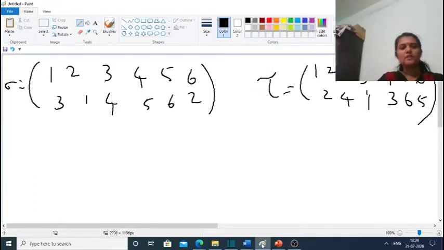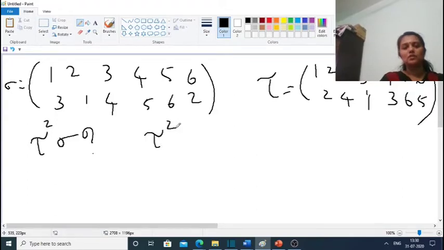Next problem: given that sigma is equal to 1 2 3 4 5 6 over 3 1 4 5 6 2, and tau is equal to 1 2 3 4 5 6 over 2 4 1 3 6 5. First compute tau square sigma. Composition of functions is associative, so we can find anything first. So I found tau square first.